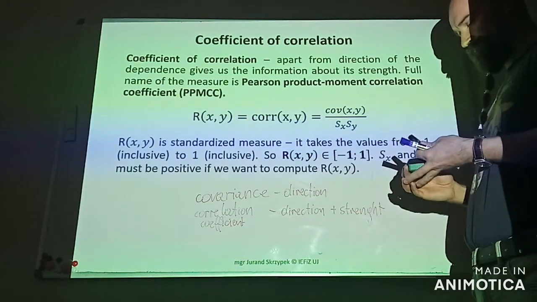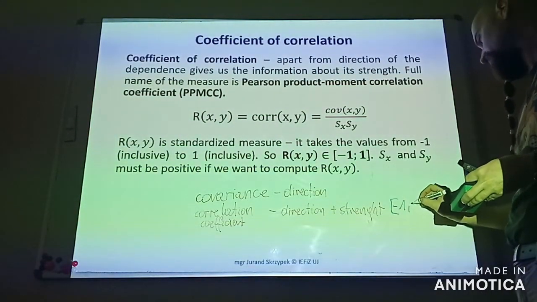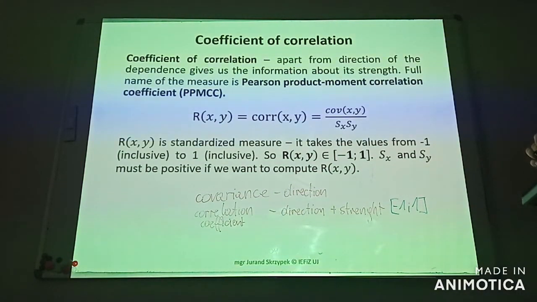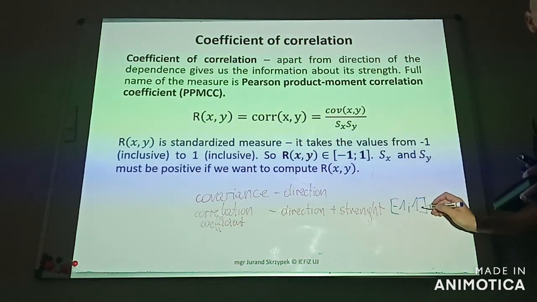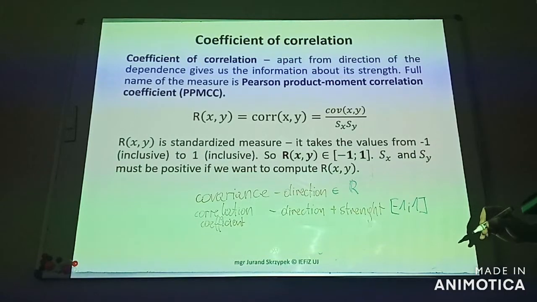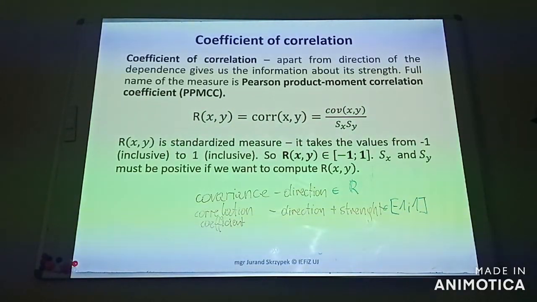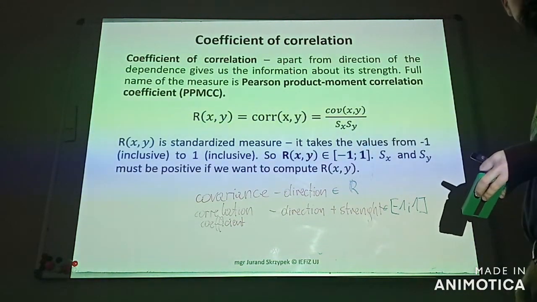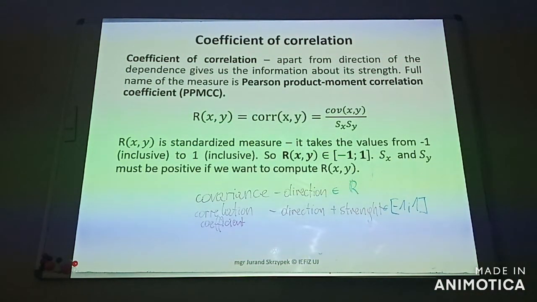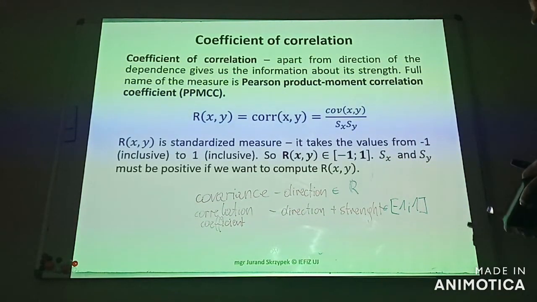The R coefficient takes only values from -1 up to 1, with -1 and 1 included. Covariance takes real numbers. So this is a kind of standardized measure, because covariance can't be higher than the product of the standard deviations of variable x and variable y values. It takes only the values from -1 to 1.